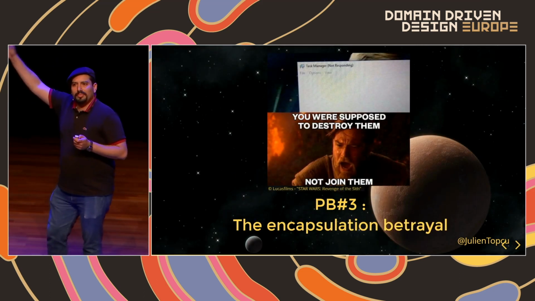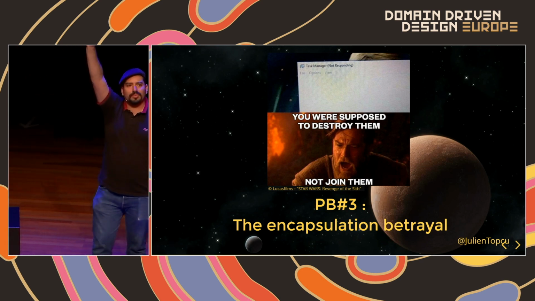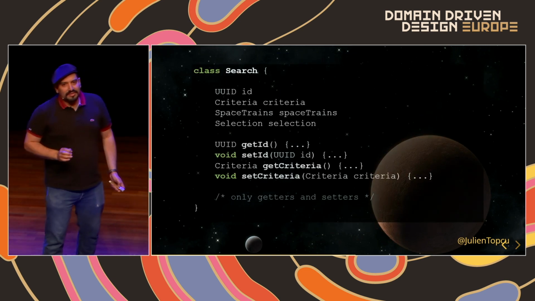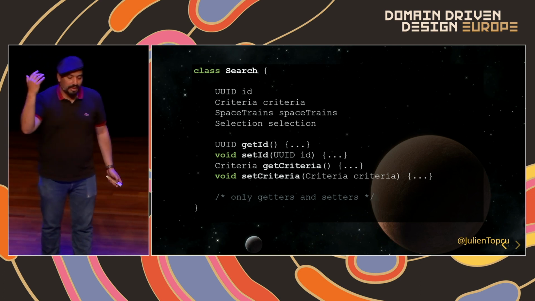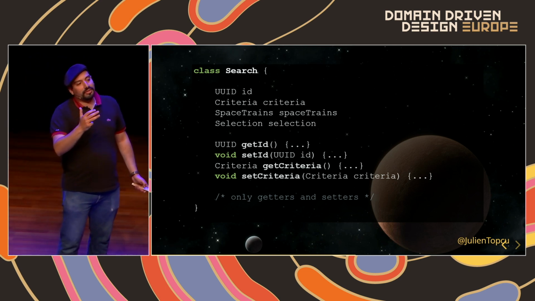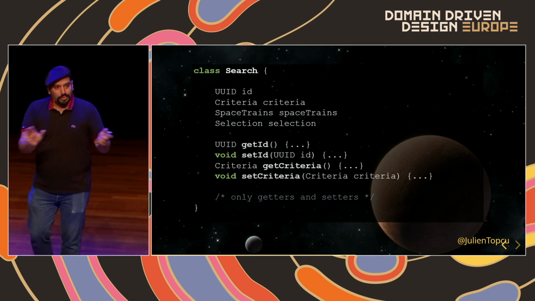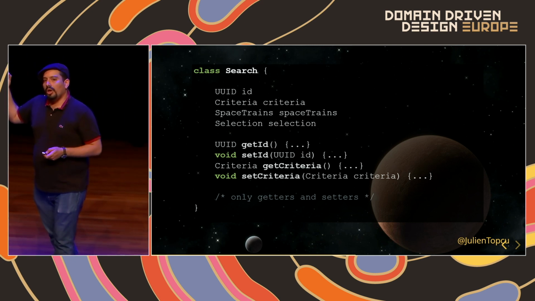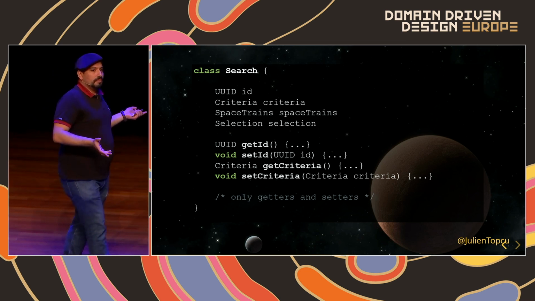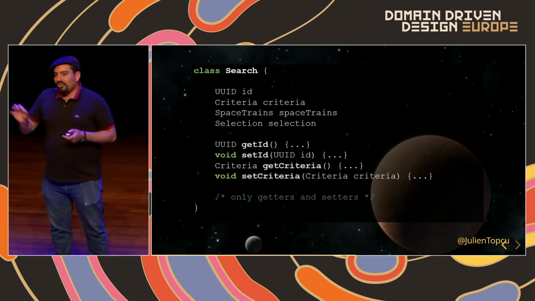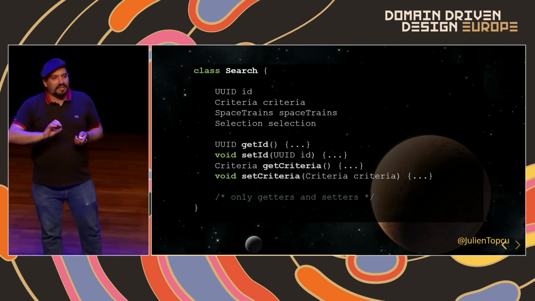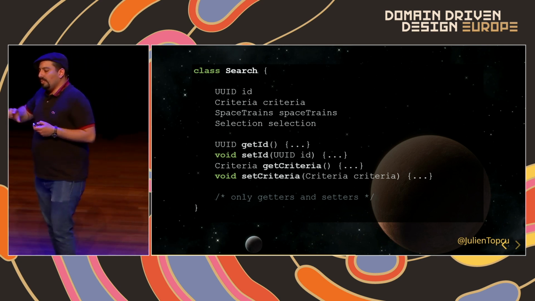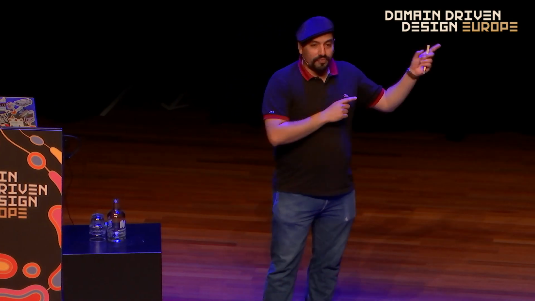You all know what encapsulation means? There are some people that don't know what encapsulation means. OK, so to explain that really quickly, here I have a class which has only attributes: ID, criteria, the train selection, and then I only have getters and setters. That's all. There is no behavior on that class. So it means that all the other classes which are using the search will be responsible for the business logic of the search. It also means that they have to make sure that the search remains in a consistent state each time it changes the state of the search. And it also means that this logic will be duplicated on all the consumers of the search class.